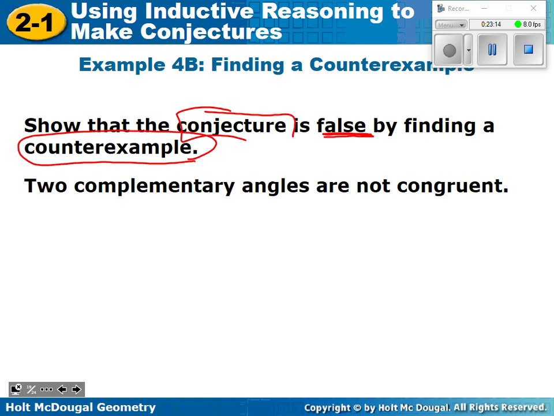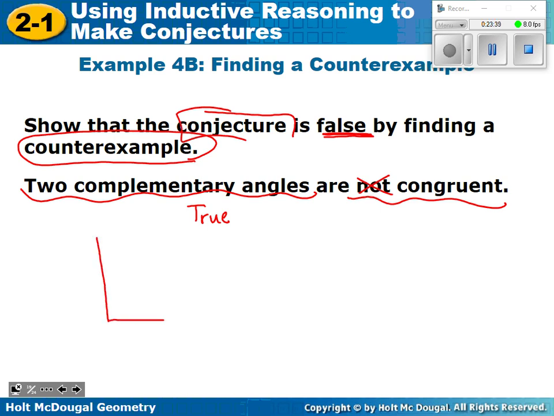Oh, yeah, sure. Okay, here we go. Two complementary angles. That means this part still has to be true. You can't come up with more than 2, and they still have to be complementary. The last part needs to be false. So instead of not being congruent, we want them to be congruent. So you're trying to come up with an example where you have 2 complementary angles that are congruent.